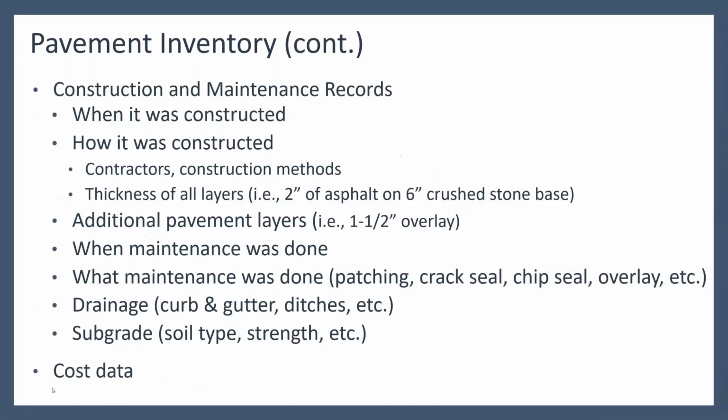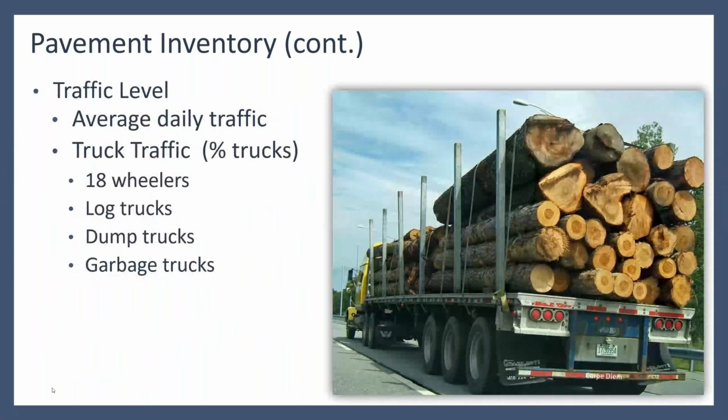And then some more things here. Construction records, when maintenance was done. A lot of times we may have a good handle on the construction records, but some of the maintenance kind of doesn't get documented sometimes. And then any documentation we have on drainage, particularly any drainage improvements that were done. And then if you have subgrade information, very important, very helpful to have. And then cost. If you have cost data from any of that construction and maintenance activity, we know overall prices tend to go up, not down, but having at least a relative sense of the cost of some of those things is very helpful.